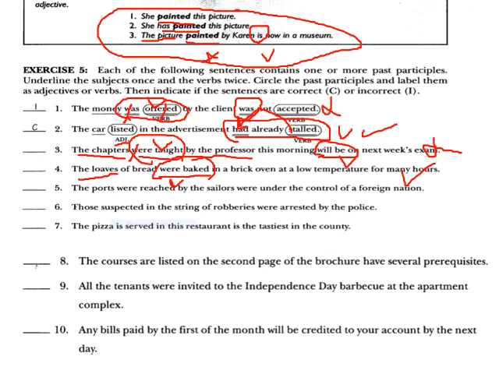Fine. Number 5. The ports were reached by the sailors were under the control of a foreign nation. Okay, the ports is the subject. Were reached is a verb. Why a verb? Because I have reached, which is a past participle, and it came with the verb to be. So in this case, were reached is the verb, and reached is part of the verb, the past participle part of the verb.